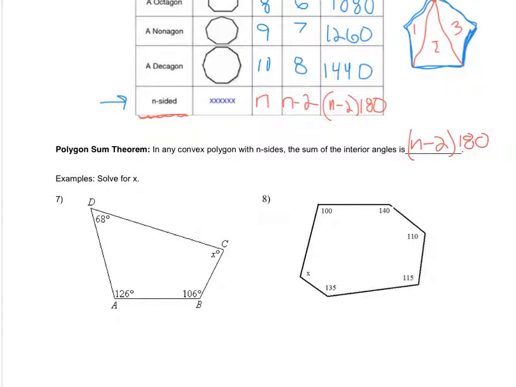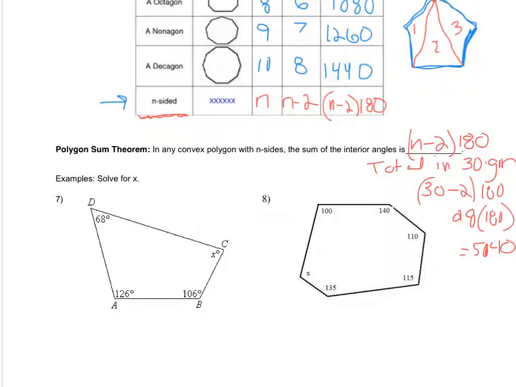So if I was asking you the total in a 30-gon, so that's just kind of how we say figures with a lot of sides, we just say the side total with gon. So a 30-gon, we would do 30 minus 2 times 180. So 28 times 180 gives us 5,040. So that would be the total.